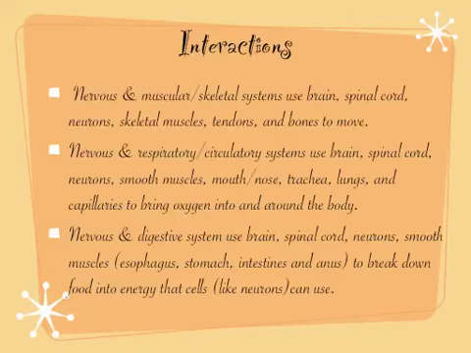Finally, the nervous system works with the digestive system. Your brain, spinal cord, and neurons from your nervous system work with the smooth muscles in the organs of your digestive system, like the esophagus, stomach, intestines, and anus. And the important part for the nervous and the digestive system is to break down food into energy that cells can use. Cells like neurons from the nervous system.